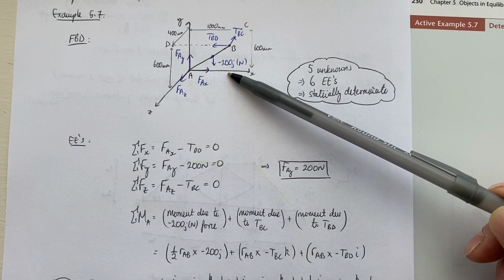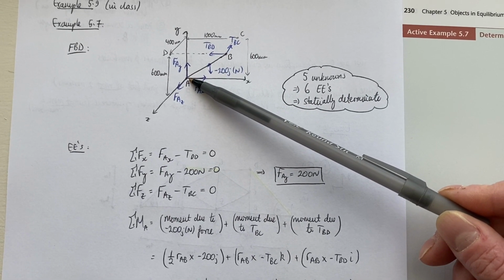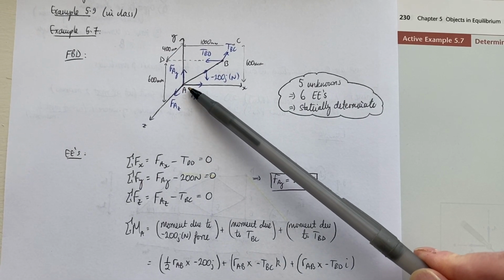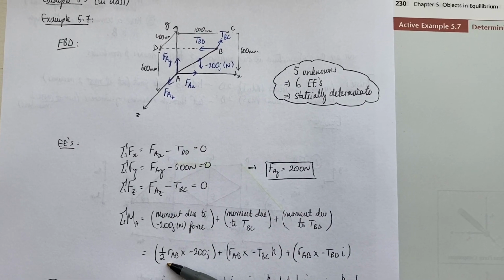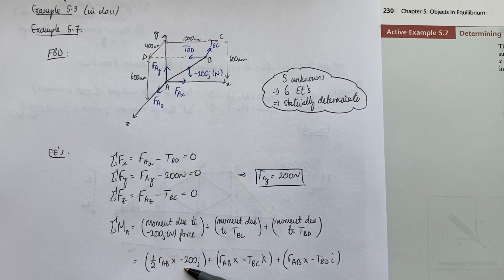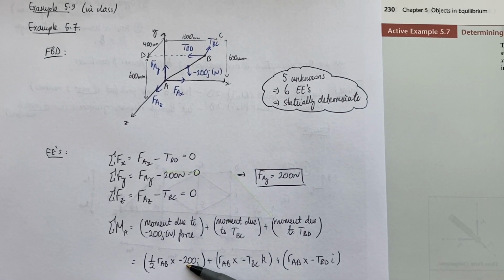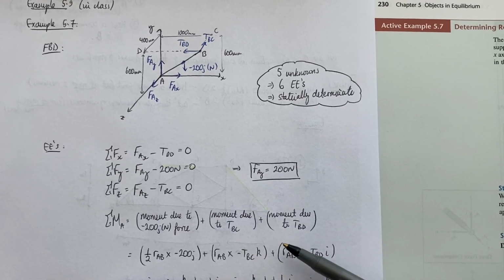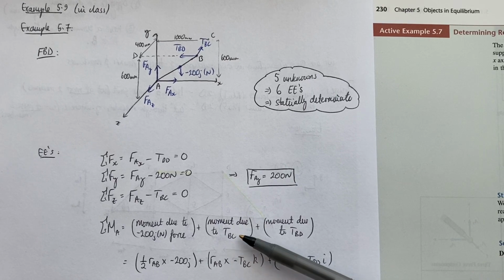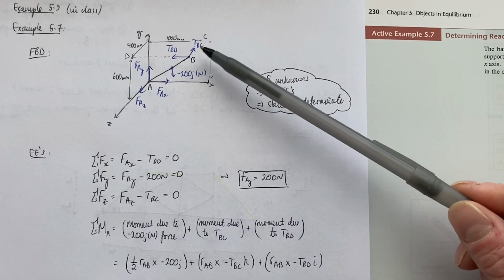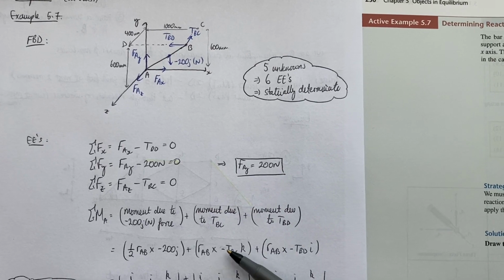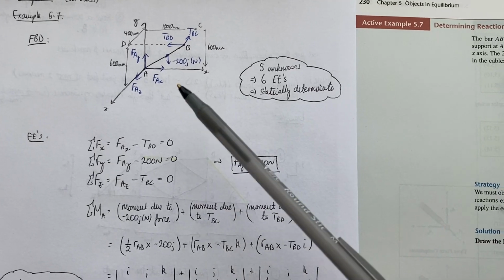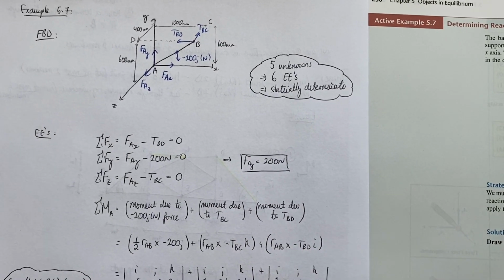So in the case of this 200 J Newtons, it's applied halfway along AB. So we need half of the position vector AB, cross product that with the force vector. So I've done that for each of these. So the TBC force vector is in the negative Z direction, so I've got a negative K component here, and the TBD force vector is in the negative X direction, so I have a negative I component here.